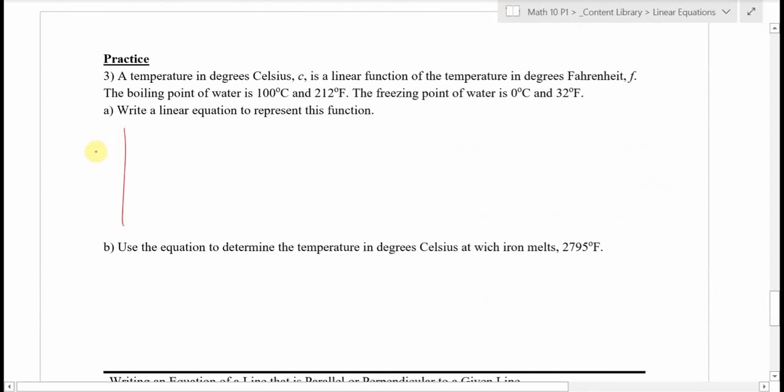Okay, so the 2 points that we have. Here it says Celsius is a function of Fahrenheit. So F is our independent variable, and C, Celsius, is our dependent variable, so the y value.